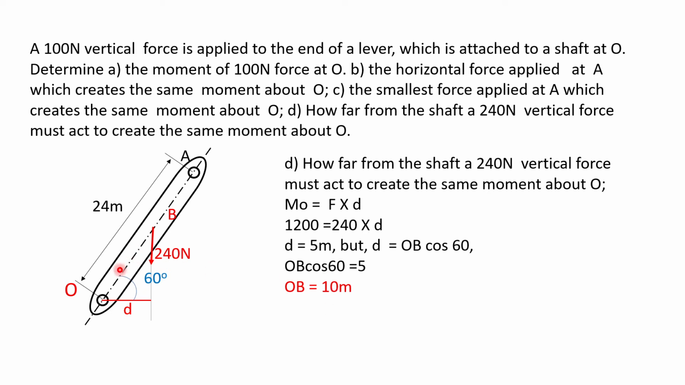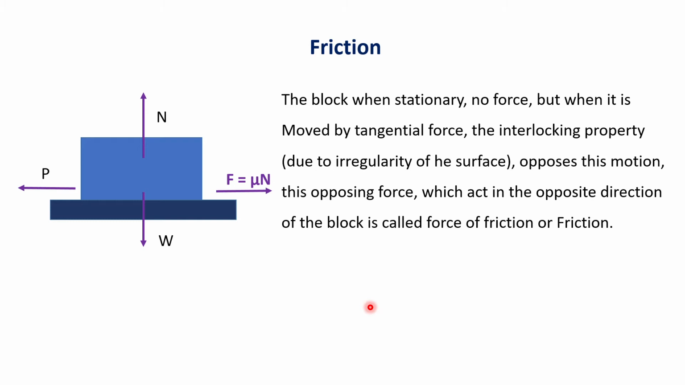So 10 meter is the location of the point B, where if we apply the force of 240 Newton, we will get the same value of 1200 Newton. You can go and cross check easily because we have calculated from the same origin.